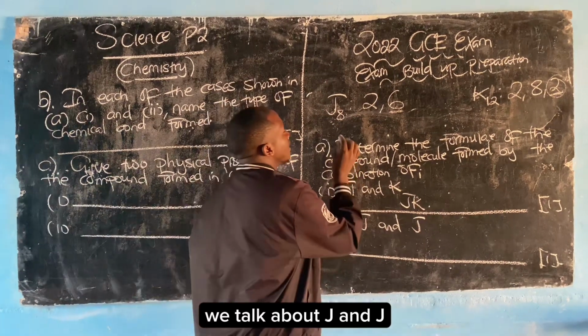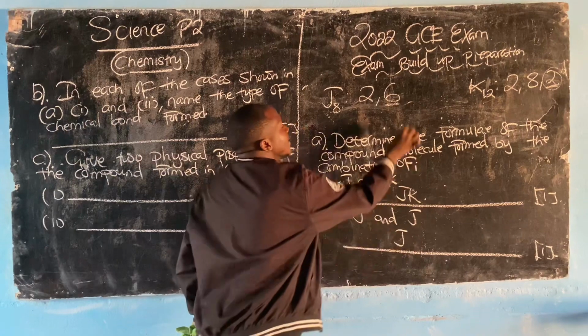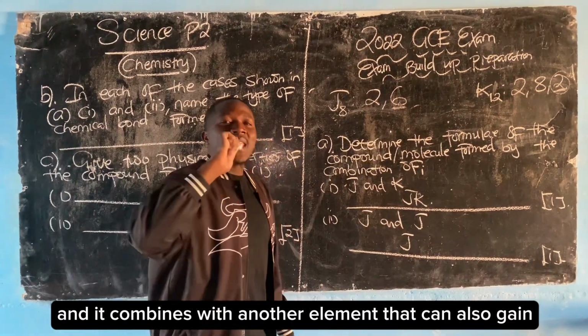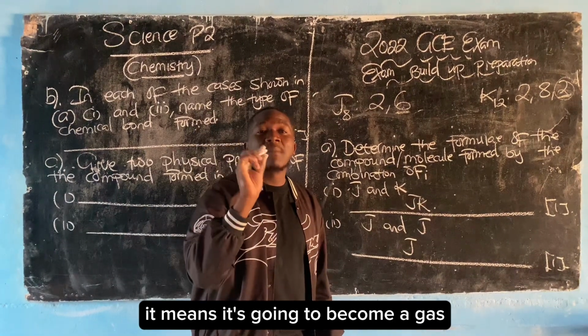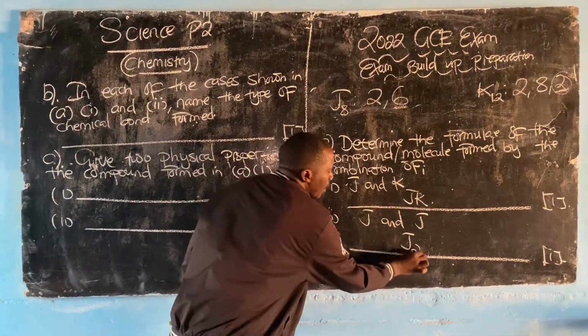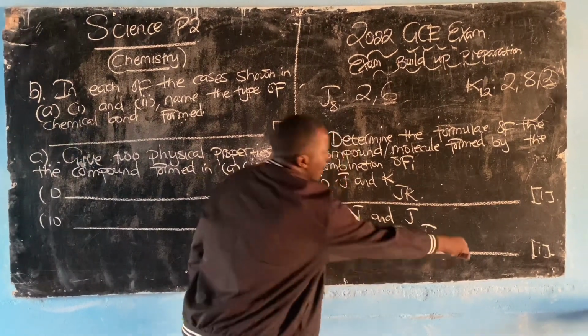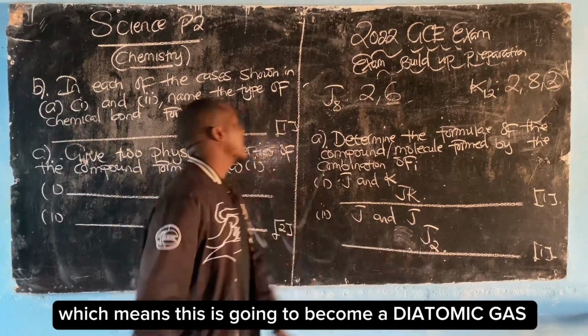So if we talk about J and J in this case, this is going to be J. Since this can only gain and it combines with another element that can also gain, it means it's going to become a gas. So it's going to be J with a 2 here, which means this is going to become a diatomic gas.